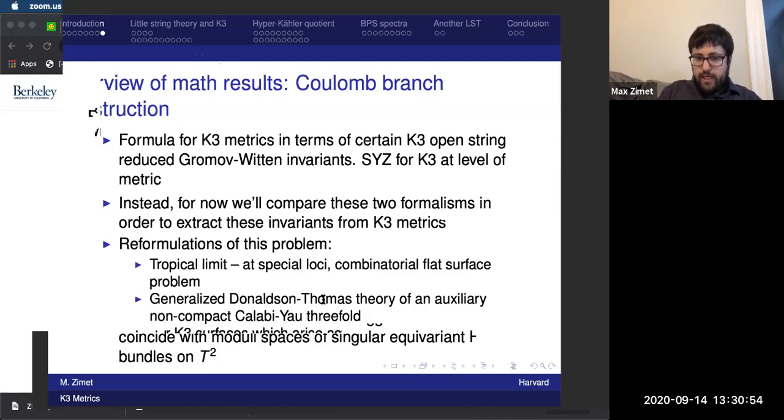More non-trivially, we can relate these to generalized Donaldson-Thomas invariants of some auxiliary non-compact Calabi-Yau threefold. And then there are versions of these open string Gromov-Witten invariants and generalized Donaldson-Thomas invariants. There are different versions of those problems for K3 surfaces that arise as generalized Kummer varieties. Those problems might be particularly amenable to direct attack. Okay, so I'll say more about that later.